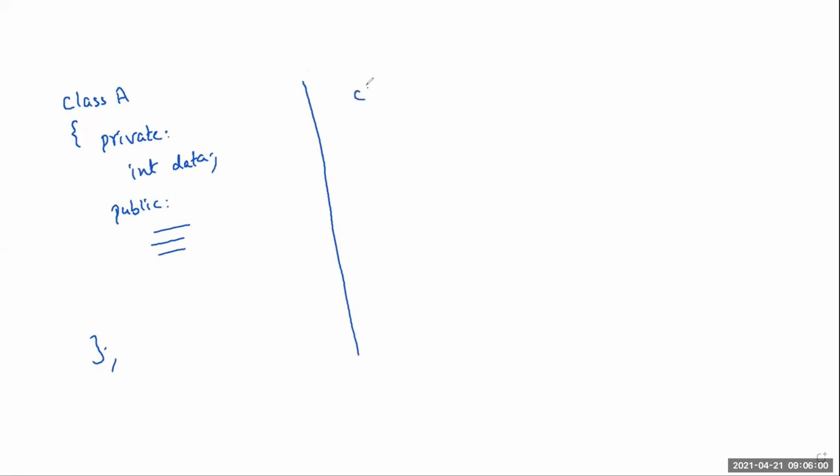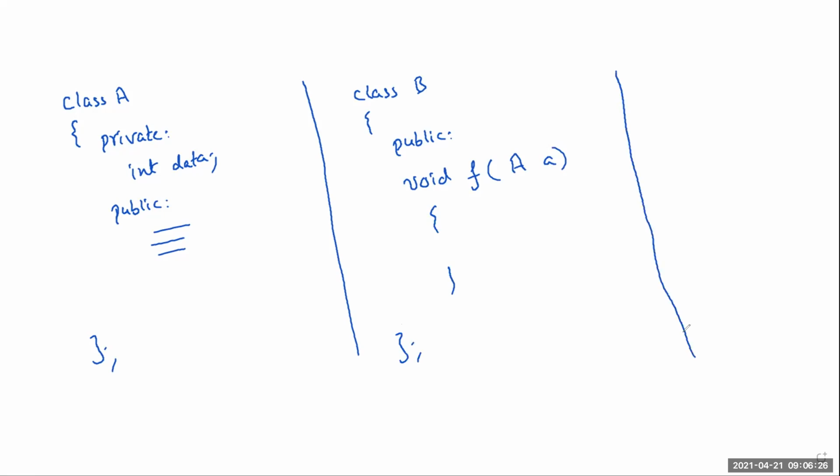Now we make another class, which is B. It has some data, but we are not interested in that, and it has maybe a few member functions. I'll just make one function, but this is applicable to other functions as well. We are passing it an object of class A. Similarly, there can be other functions as well. This is applicable to other functions, but I'm discussing it only with one function.